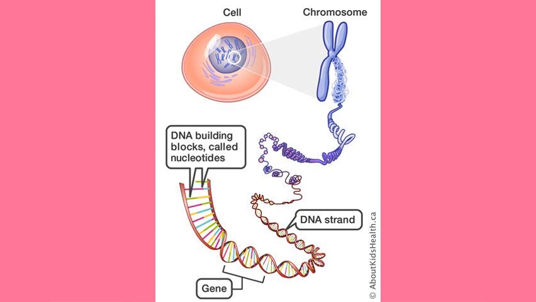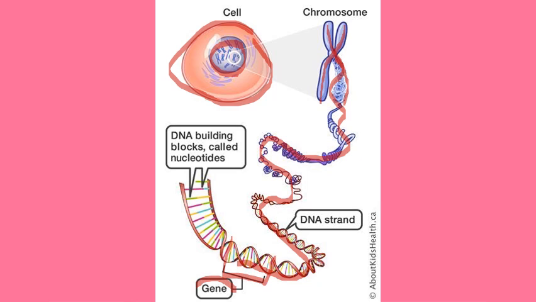So let's review that again. Each cell has a nucleus. Inside the nucleus, we have chromosomes that look like what? X. And these unravel into DNA strands. And each DNA strand contains your genes. And each DNA strand has these little blocks here called building blocks. Each one has two. Can you see it? They are called nucleotides.